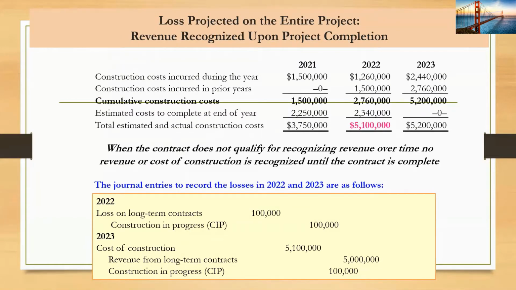When the contract does not qualify for recognizing revenue over time, no revenue or cost of construction is recognized until the contract is complete. In 2022, a loss on long-term contracts, an income statement account, of $100,000 is recognized. In 2023, the income statement will report revenue of $5 million and a cost of construction of $5,100,000, combining for an additional loss of $100,000.